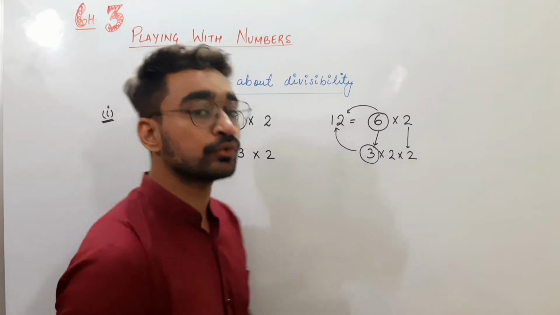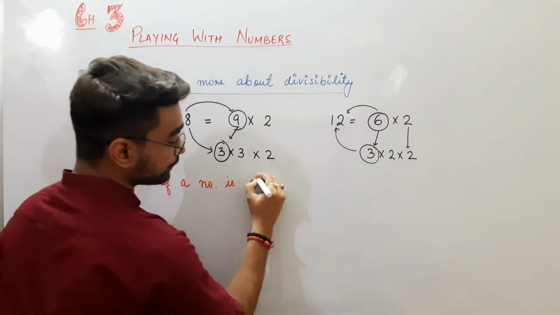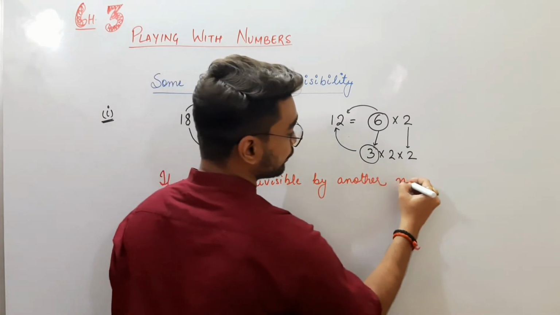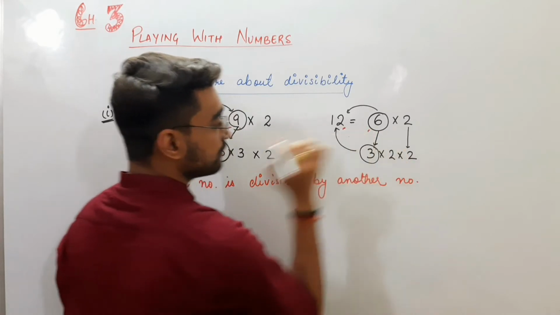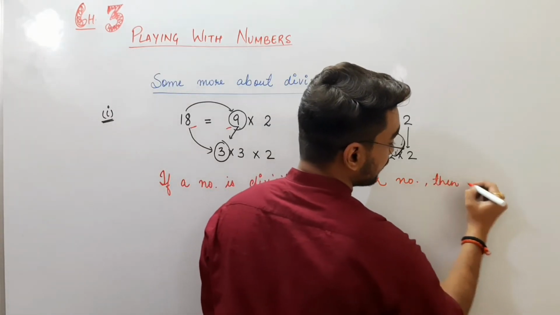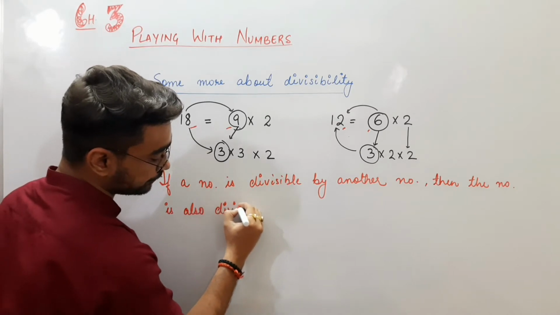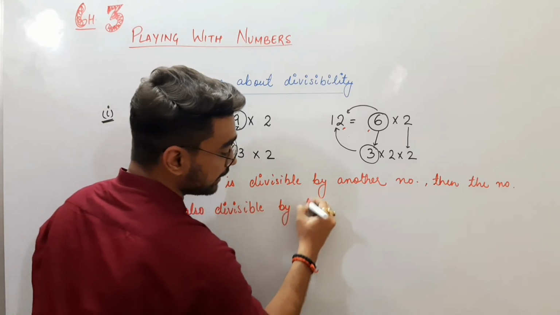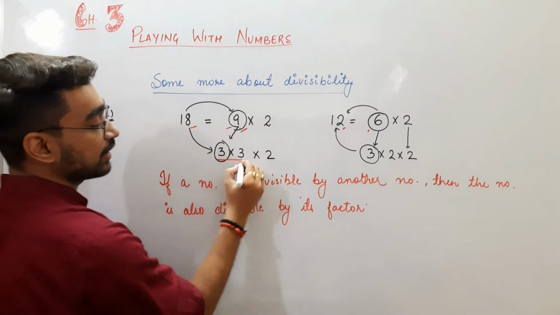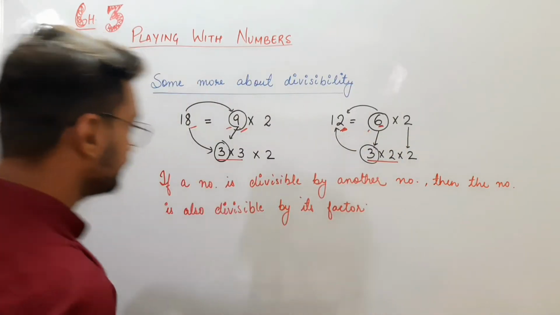Yes. So we are saying one rule here: if a number is divisible by another number, for example 18 is divisible by 9, 12 is divisible by 6, then the number is also divisible by its factors. This number is also divisible by the factors of 9. This 12 is also divisible by the factors of 6, that is 3 into 2. Great. Easy? Cool.